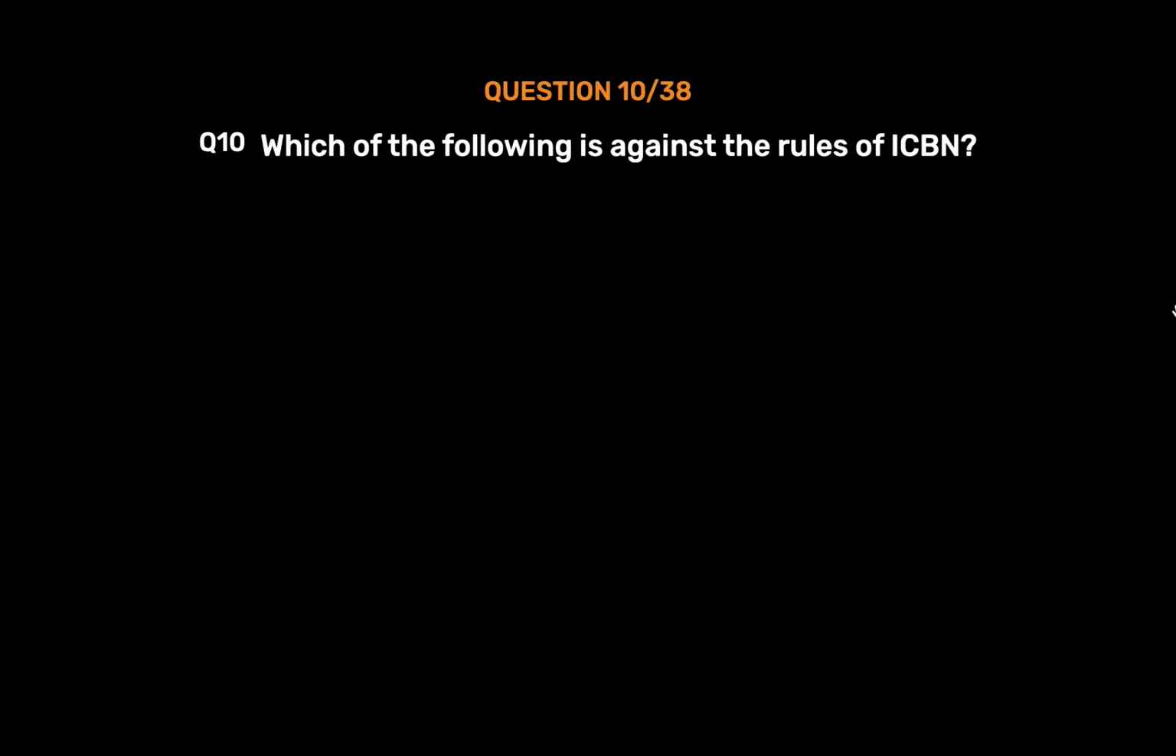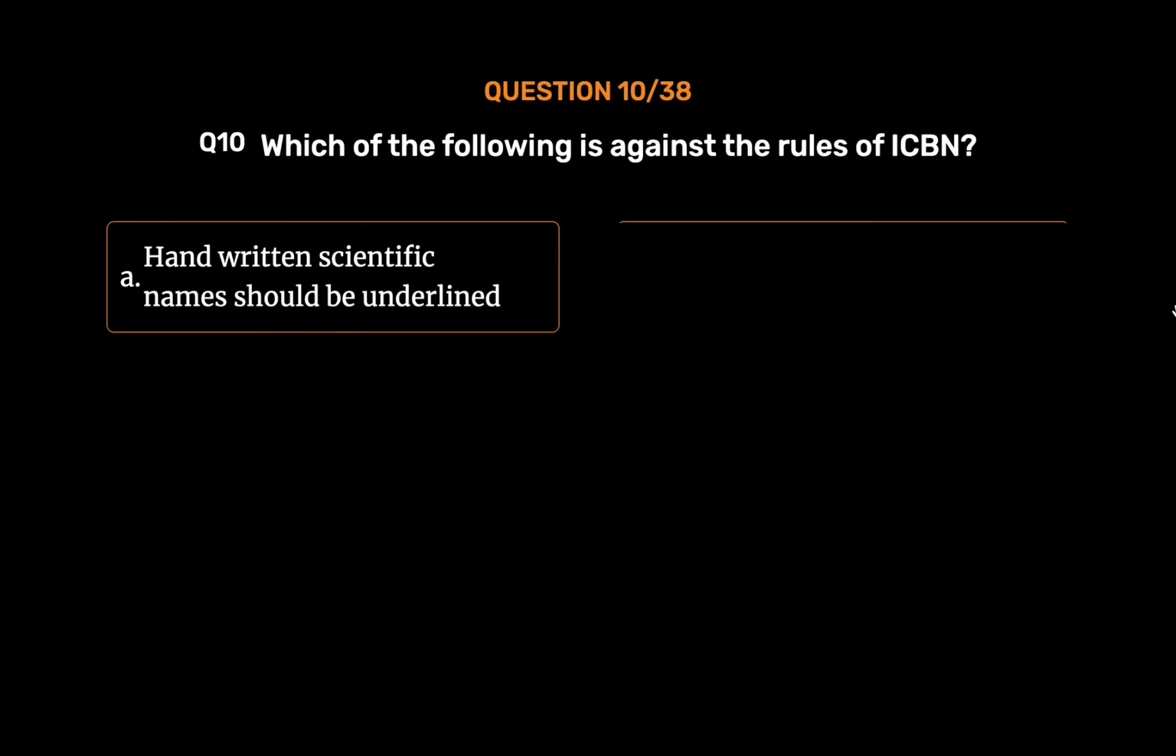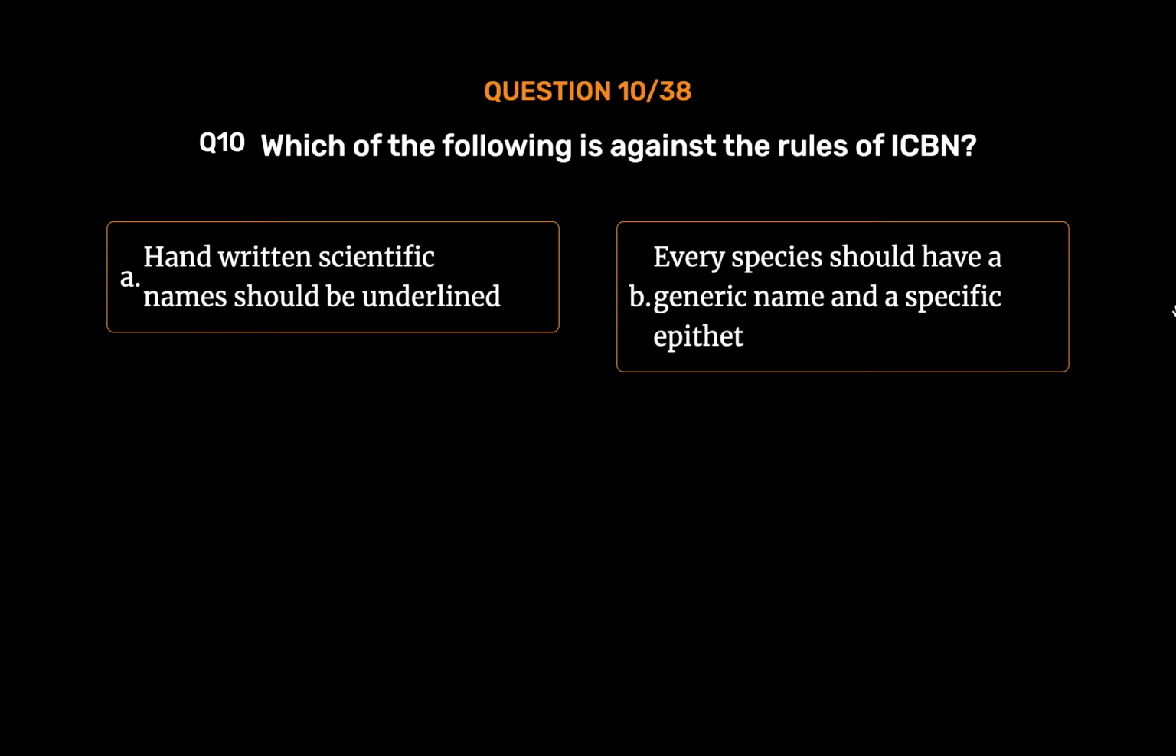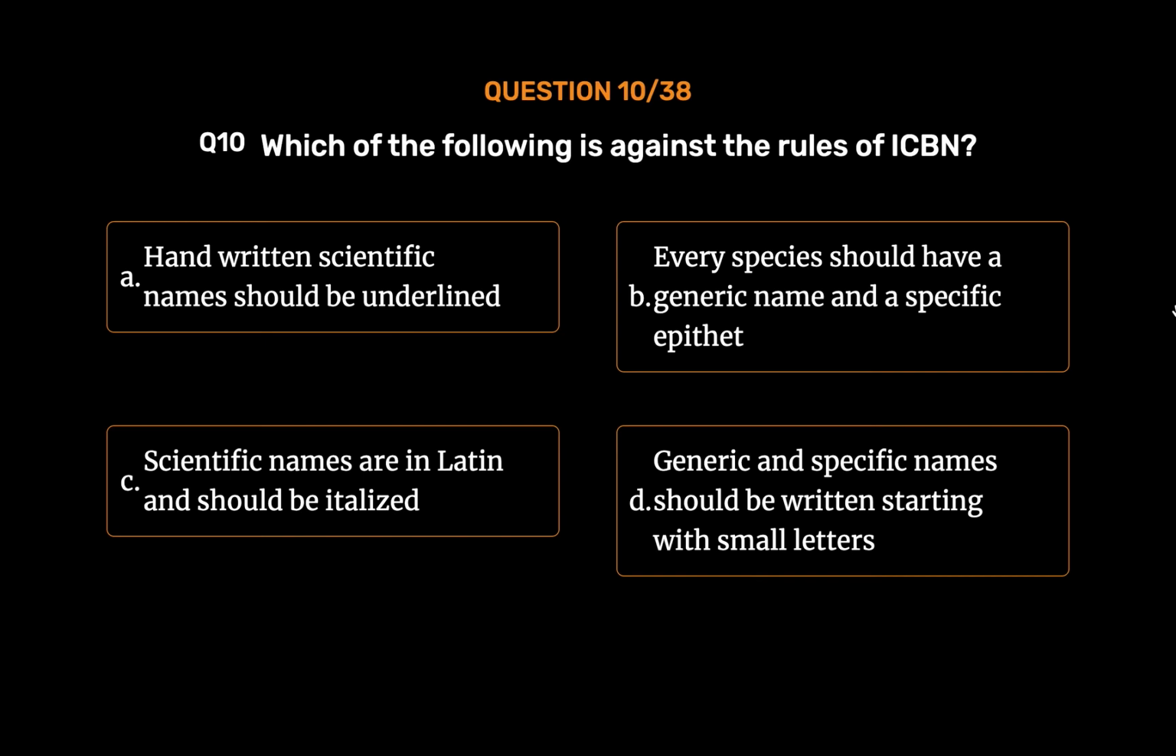Question number 10. Which of the following is against the rules of ICBN? Option A. Handwritten scientific names should be underlined. Option B. Every species should have a generic name and a specific epithet. Option C. Scientific names are in Latin and should be italicized. Option D. Generic and specific names should be written starting with small letters. The correct answer is Option D. Generic and specific names should be written starting with small letters.